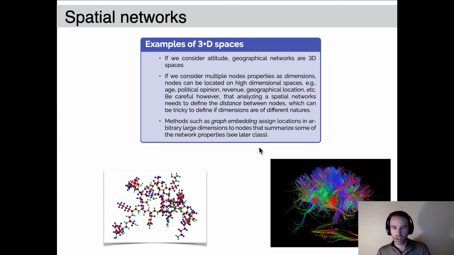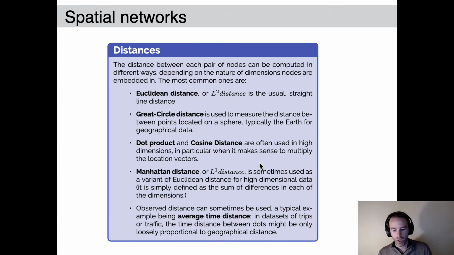And we will see in a later class that graph embeddings are methods to embed graphs in high dimensional space. Well, they call it low dimensional space, but it can be, for instance, 100 dimensions. And thus you can also study the network, well, it is embedded in a space, and you can study it as a spatial network in that case. But we will see this in a later class.